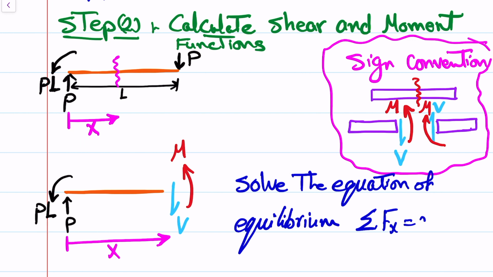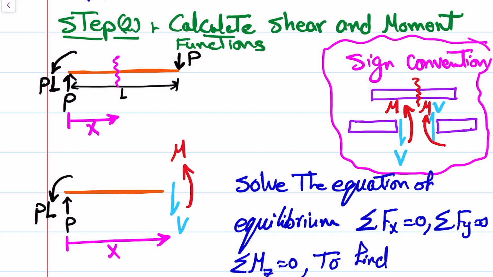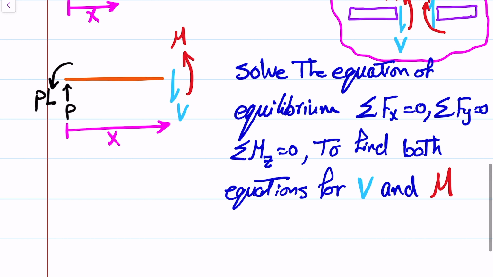Summation Fx equals 0, summation Fy equals 0, summation of moment about Z equals 0. Okay, to find both equations for V and M, let's do this. The summation Fx equals 0 will not give anything in this case because we don't have any forces in the x direction. And let's start with summation Fy equals 0.